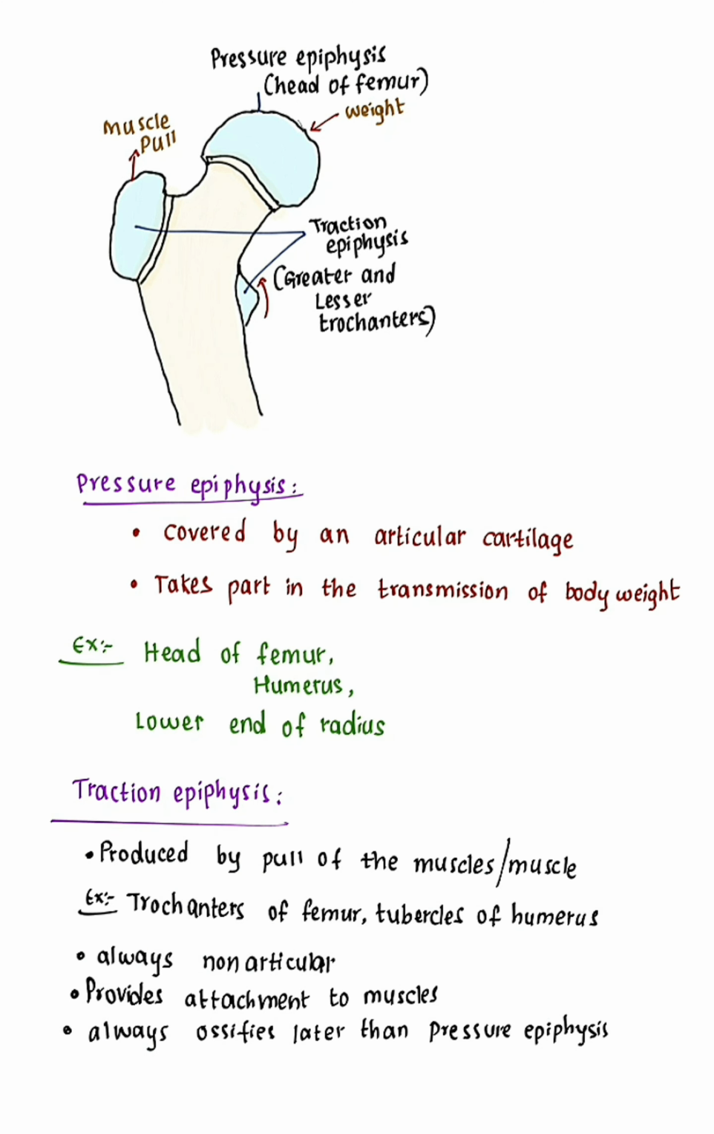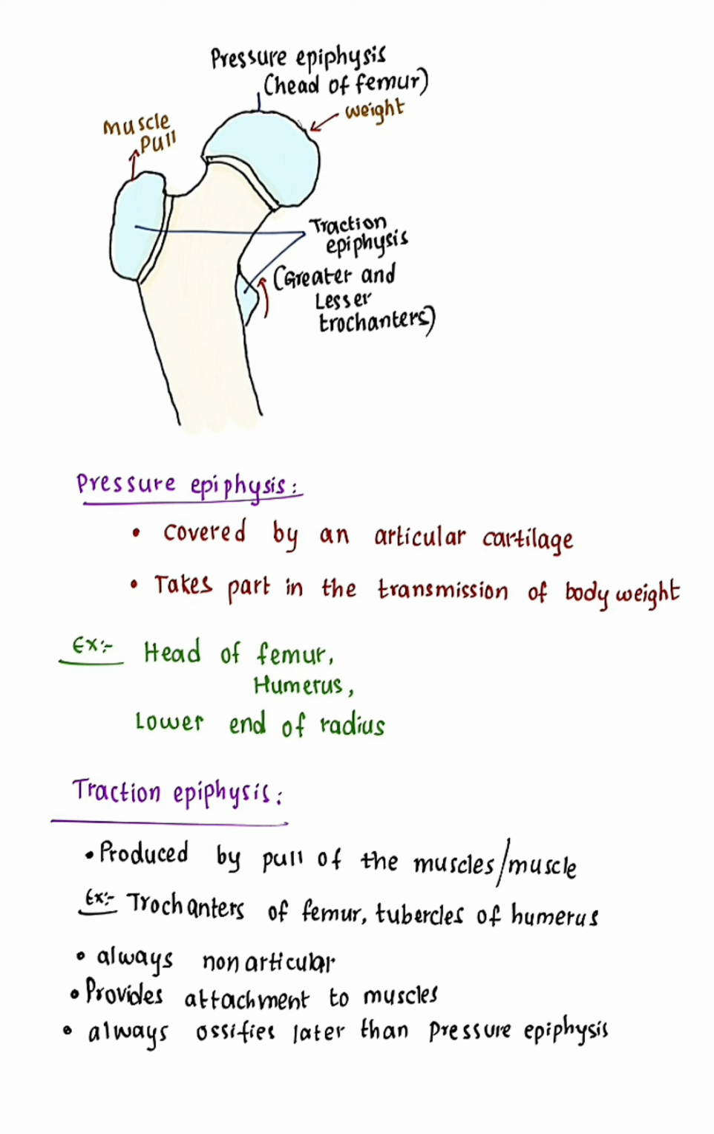Pressure epiphysis. It is covered by an articular cartilage and takes part in transmission of body weight. Examples: head of femur, head of humerus, lower end of radius.